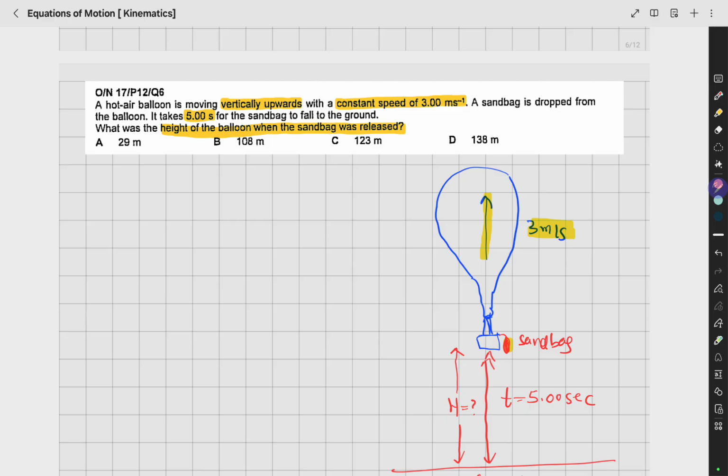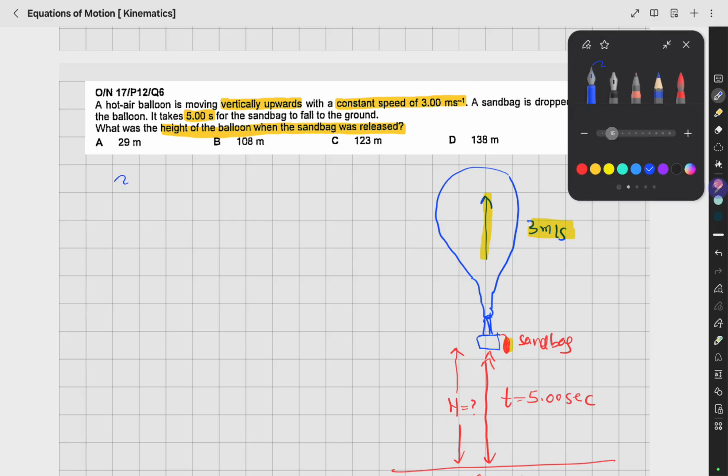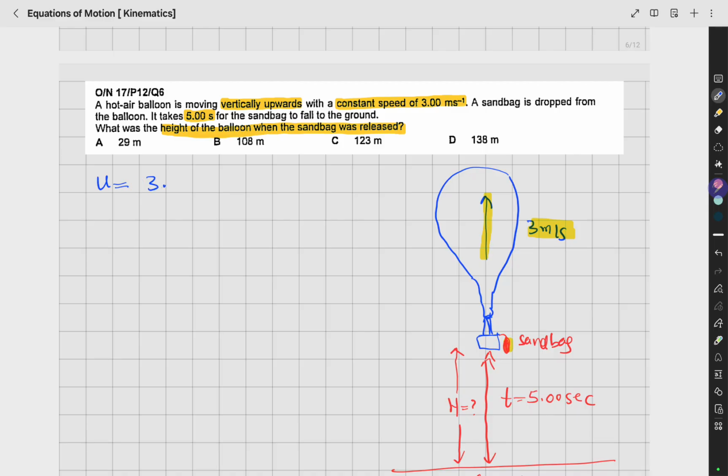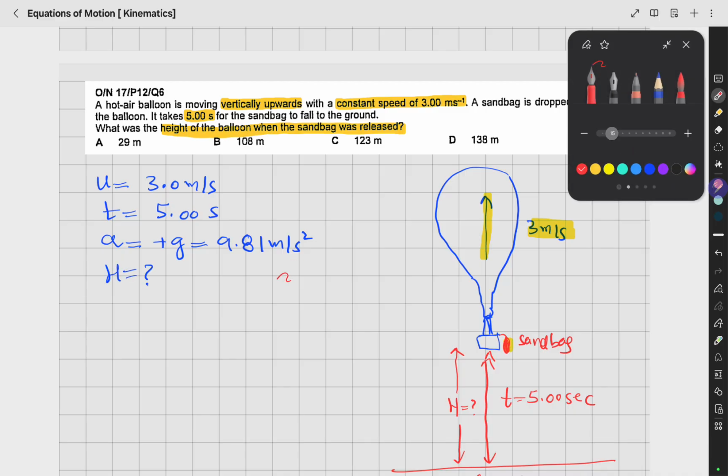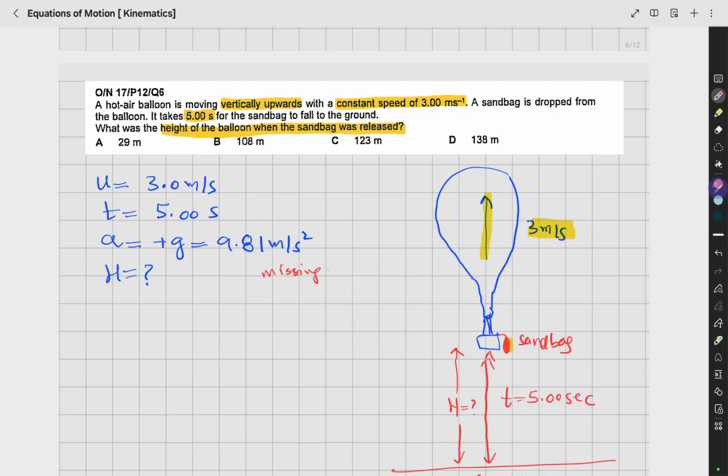Now you have to look for the data. If you look at the data, the initial speed is given, which is 3.0 meters per second. Then the time is given, which is 5.00 seconds. And then the acceleration will be plus g, which is 9.81 meters per second squared. Next, you have three things and you have to find the height. So you have to look for the missing quantity. What is the missing quantity here? The missing quantity is v. The final velocity is not given.